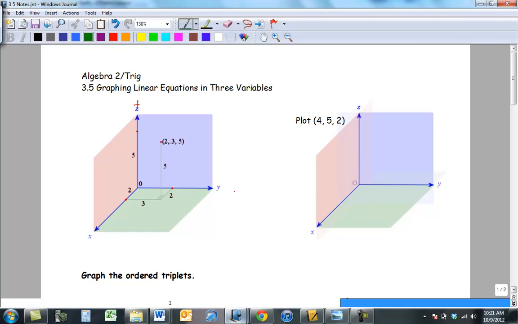So the point (2, 3, 5). This is an ordered triple. There's 3. Now, ordered triples are x, y, z. So this is the point (2, 3), and then they're adding a 5. So this is the point (2, 3), just like we've always done on the coordinate plane, but then it's risen 5 units off the bottom. Now, this is going to freak some of y'all out.